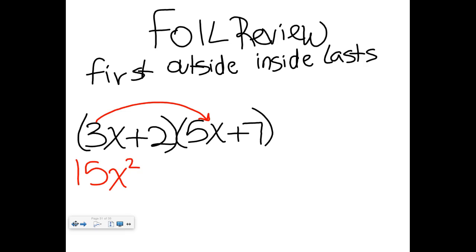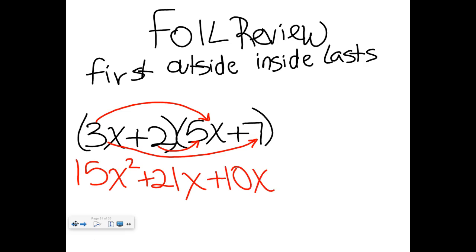We then are going to multiply our outside. So I'm going to take this 3x times 7. And when we do that, I'm getting 21x. I then am multiplying my inside stuff. So 2 times 5, and I'm getting 10x. And then I'm multiplying my last. So I'm going to multiply 2 times 7, and we're going to get 14.